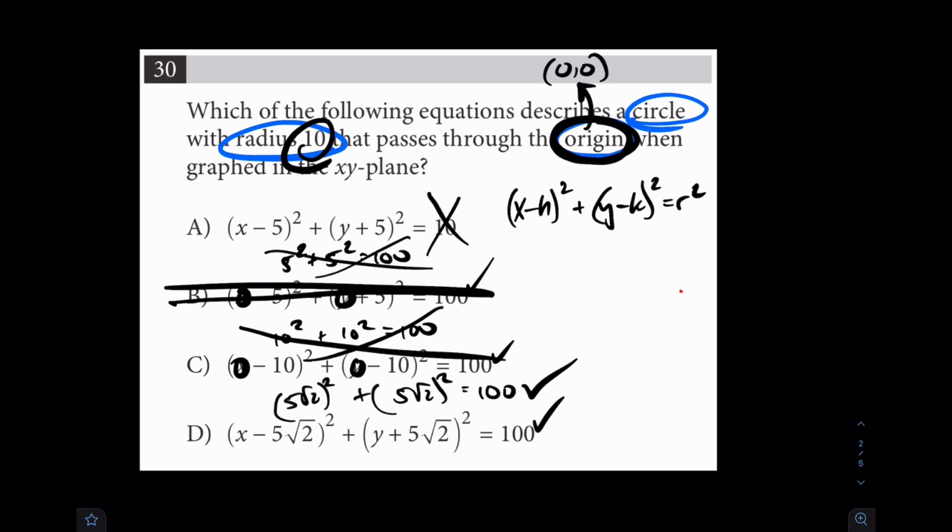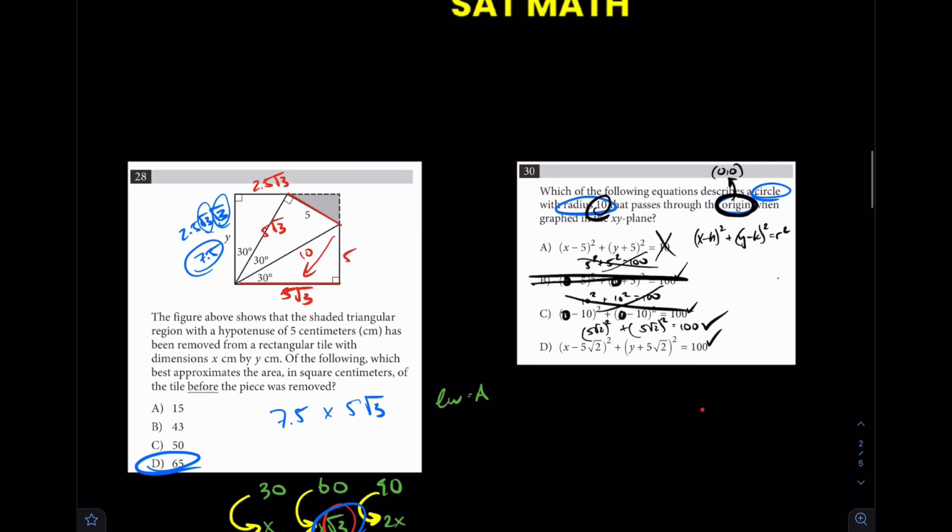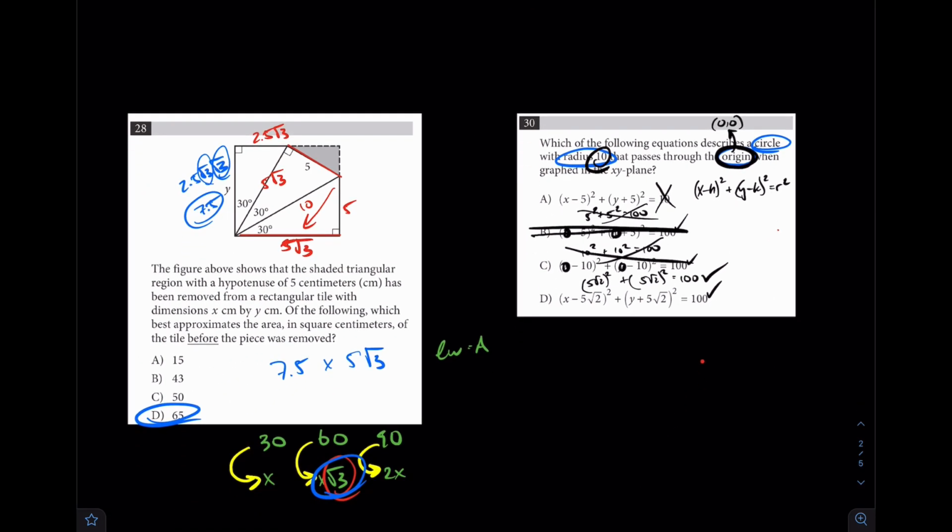So that's a tough question. I've only had a few students get that right. If you're getting these right, you are really, really good. So that is good for number 30.